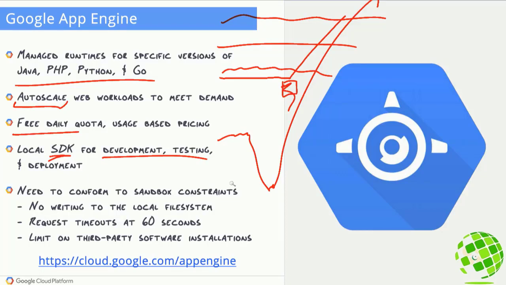Now, if you're using the App Engine standard environment, not the managed VM environment, then you'll need to conform to some sandbox constraints. No writing to the local file system, your request times out after 60 seconds, and you have a limit on third-party software installations. All these limits go away, though, with the managed VM environment. Both of these environments have their strengths, however. In fact, the one we're just talking about here, which is the standard App Engine environment with all these limitations, is extremely fast because of the pre-configured nature of the standard runtimes and because of many of these limitations.